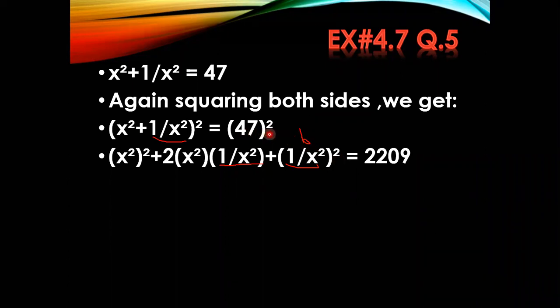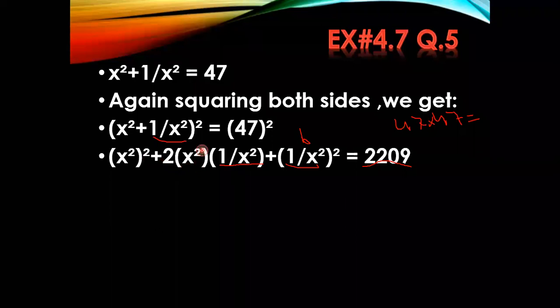On the right side we have 47 whole square, so we simply multiply this 47 with 47. So 47 multiplied by 47, what will it become? It will become 2209. Simply. Now look at the left hand side, we are going to multiply the power of the power. Power of the power will be multiplied with each other, so 2 multiplied by 2 will become 4.